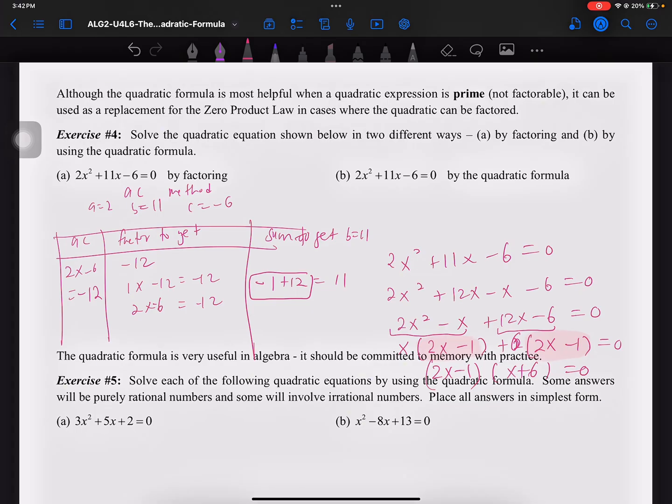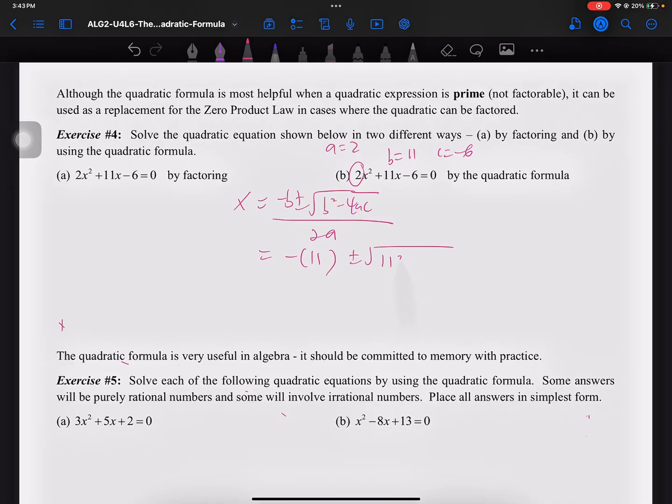So from here, you can make it 2x minus 1 equals 0 and x plus 6 equals 0. So x is negative 6, and x is 1 over 2. So you have two answers: a half, or negative 6. Or you can actually use the quadratic formula. This is negative 11 plus or minus the square root of 11 squared minus 4 times 2 times c, which is negative 6, over 2 times 2.